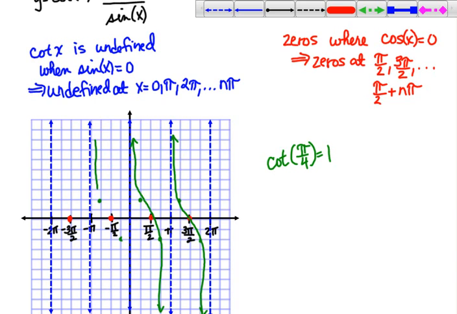So you could continue by placing important points on the graph. Really, the key things are the asymptotes, the zeros, and then I think it makes it easier if you can remember where cotangent is 1 and negative 1, and that'll tell you the general shape of the graph. Okay?